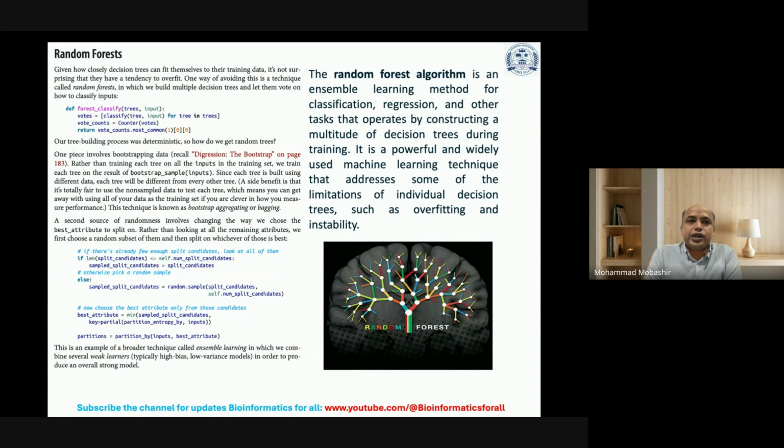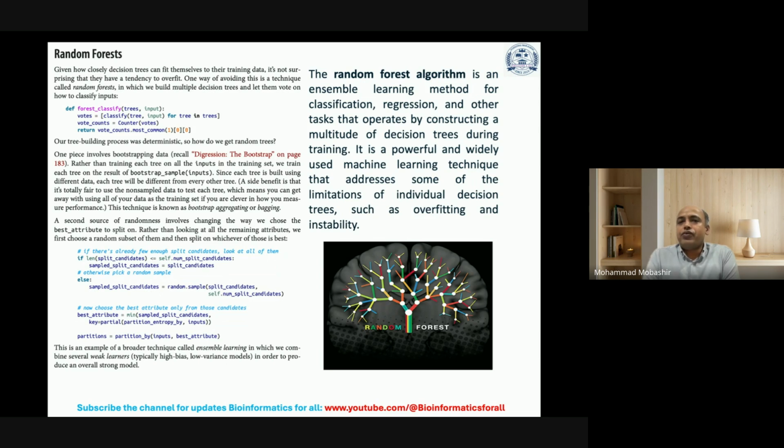Next topic in data science is random forests. From the definition, it is itself clear that it is an ensemble learning method which is used for classification, regression, and many other tasks. It operates by constructing a multitude of decision trees for training purposes.